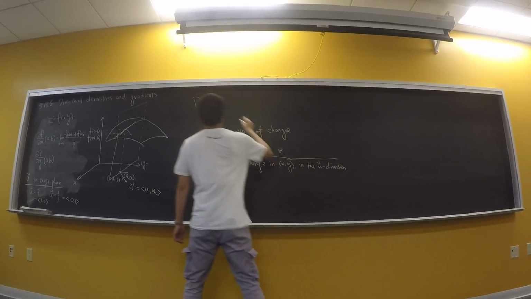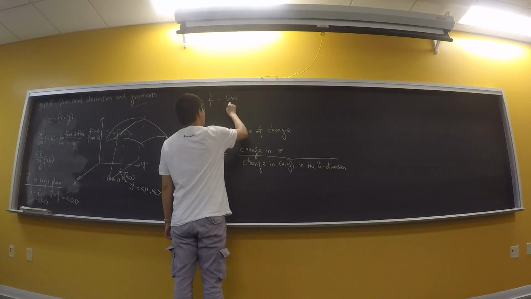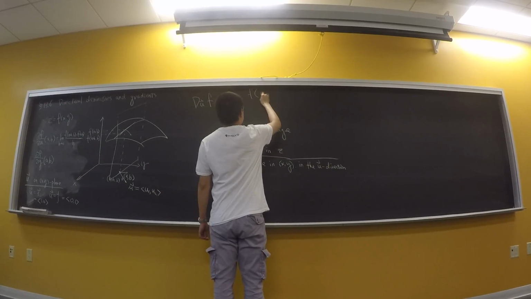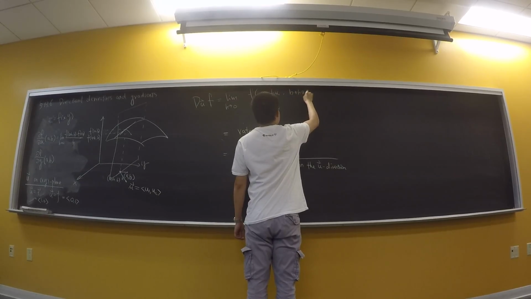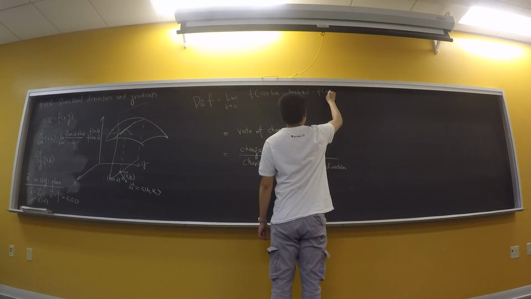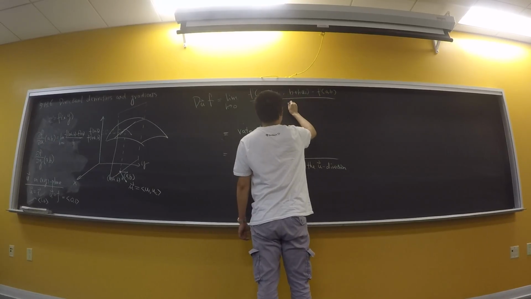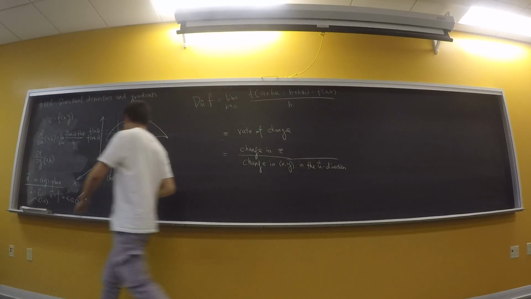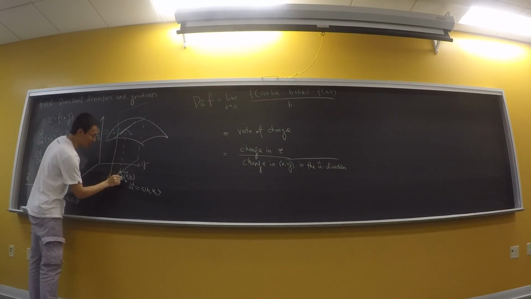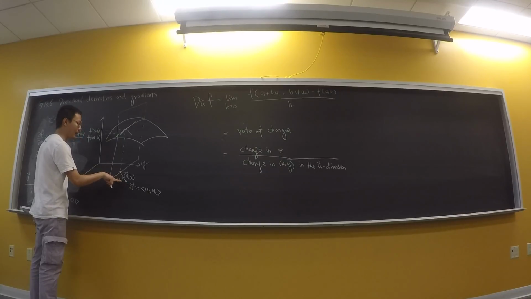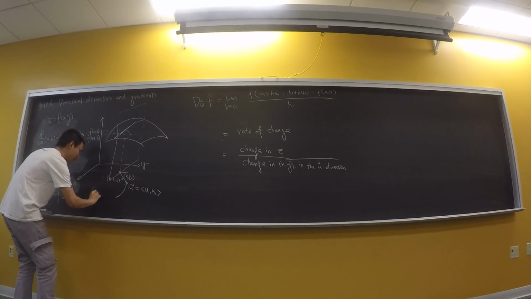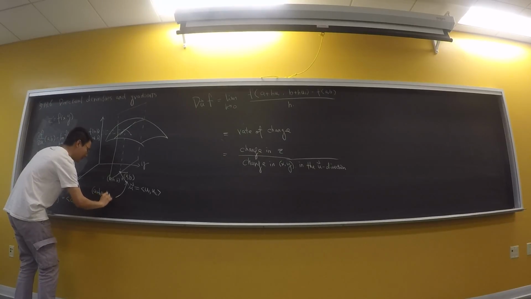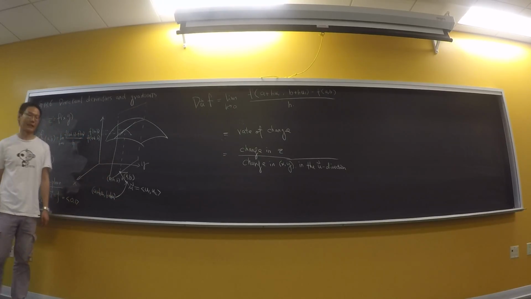Okay? So the definition is this is equal to the limit as h goes to 0 of f(a + h u1, b + h u2) minus f(a, b), divided by h. So basically what it means is if I move in the u direction by h, then originally my point is (a, b). After you move, this point is going to be (a + h u1, b + h u2).